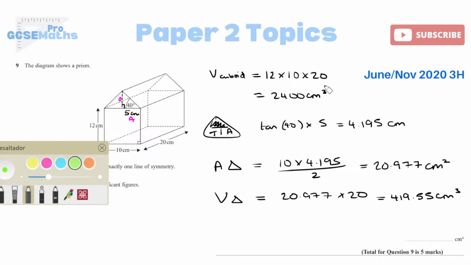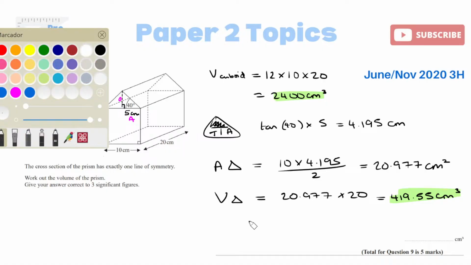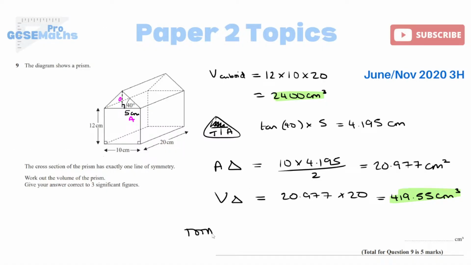So final thing, add up my two volumes because it's a compound shape, isn't it? So the total volume, 2,400 plus 419 is 2,819.55. And now I can round it. It says 3 significant figures, so as you said in the comments, 2,820.